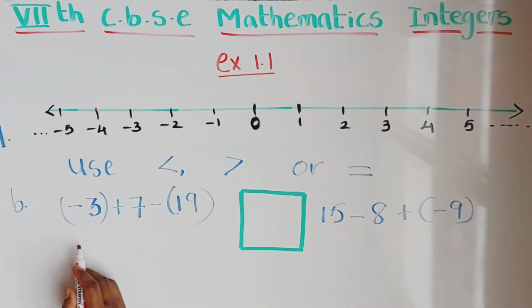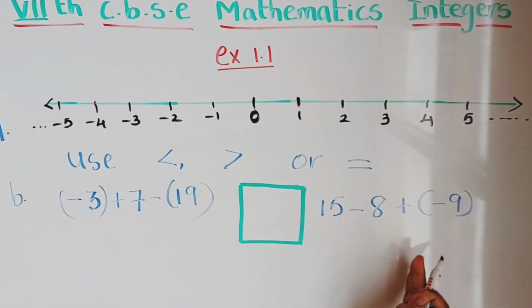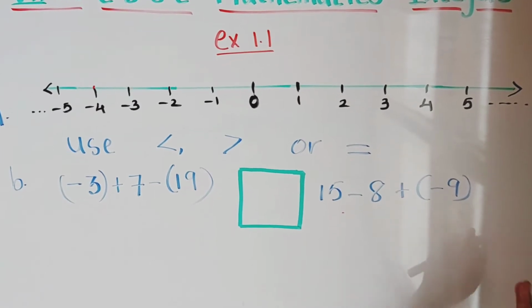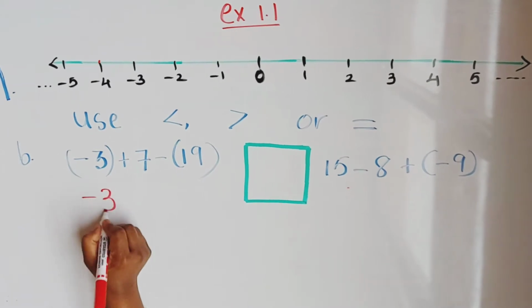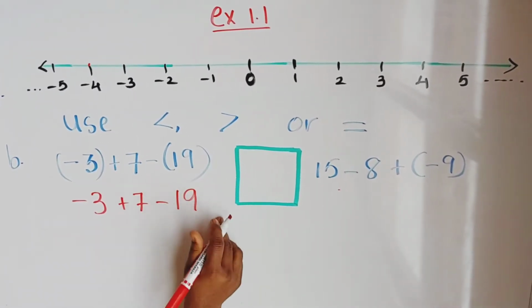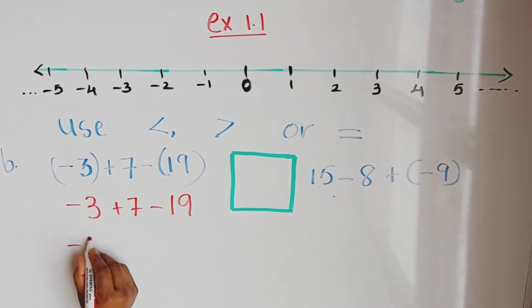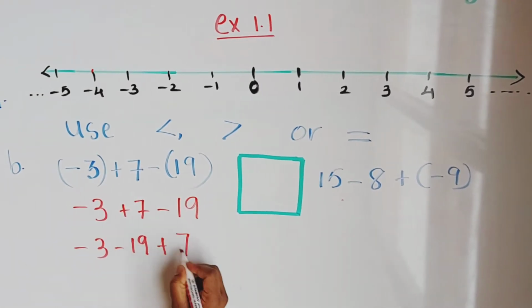Question B children. Minus 3 plus 7 minus 19 left hand side. And they have given 15 minus 8 plus of minus 9. It is right hand side. Now we will see this part. Minus 3 plus 7 and minus 19. As it is we can write all these numbers. Here you see two negative numbers. We can write together minus 3 minus 19 and plus 7 this side.